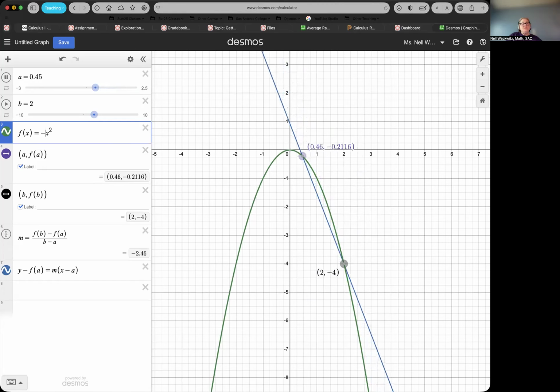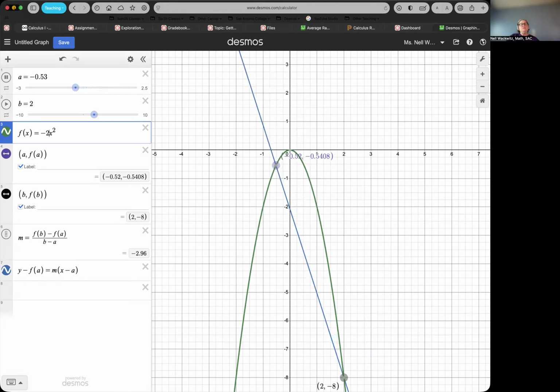What happens if we change the coefficient to -2? It looks like it narrows the parabola. And that means that the slopes, let's let A get closer to B, should get bigger. It looks like they're going to be about double. Let's see if that really works.